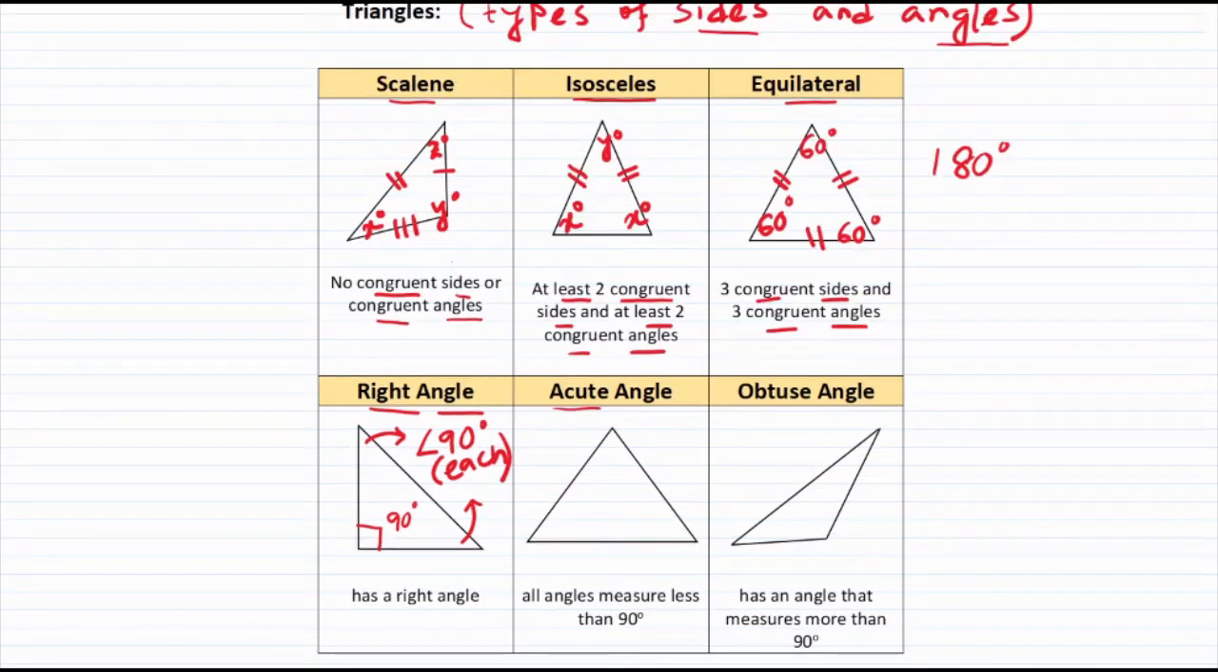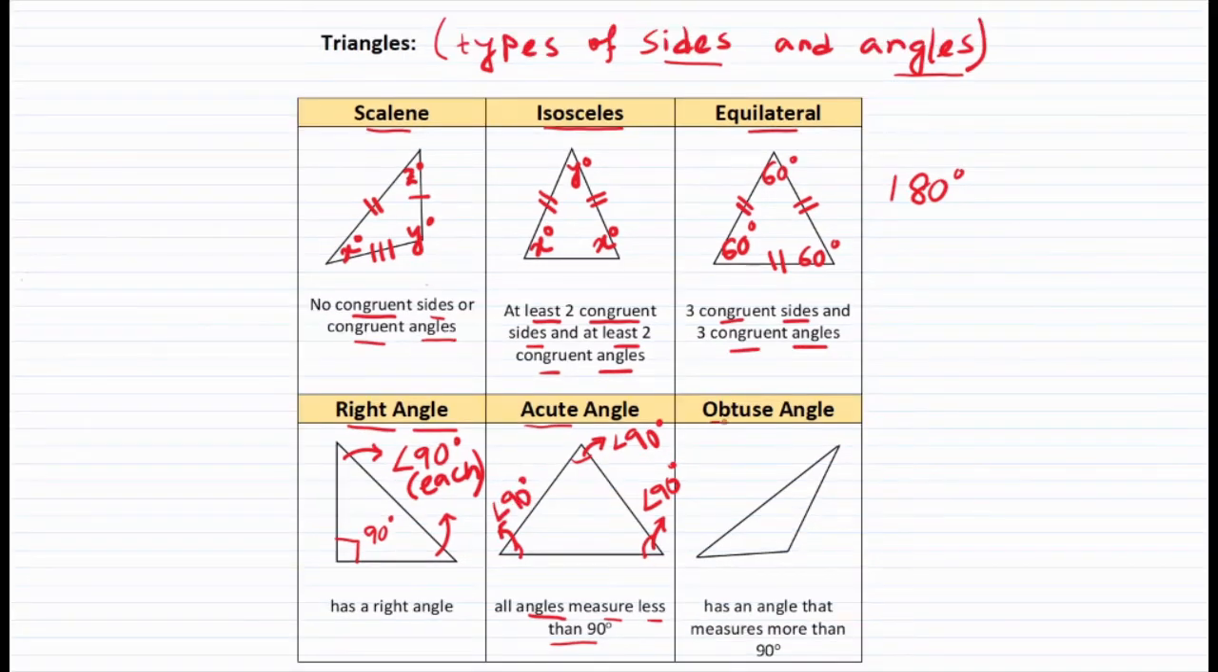Next is the acute angle triangle. In an acute angle triangle, all angles measure less than 90 degrees. That means this angle, and this angle, all of them should be less than 90 degrees. This is less than 90 degrees. This is also less than 90 degrees.